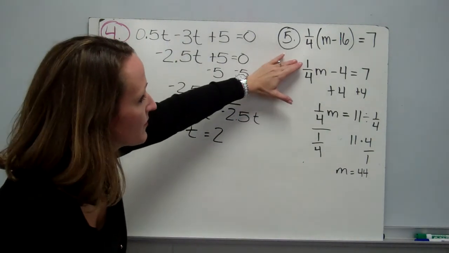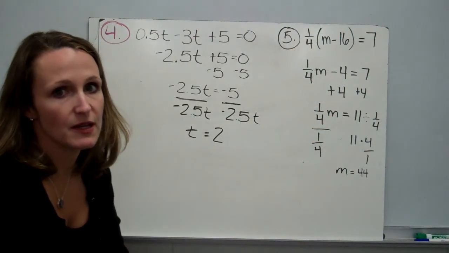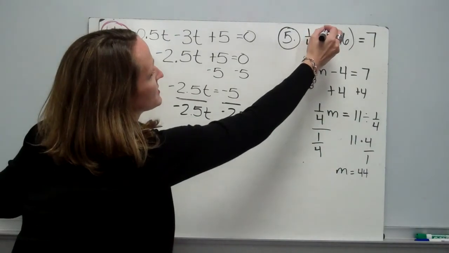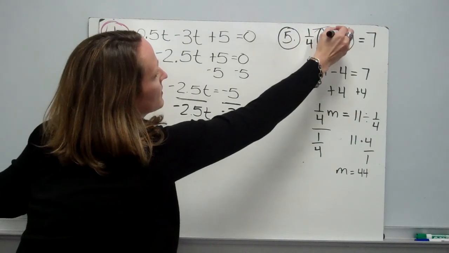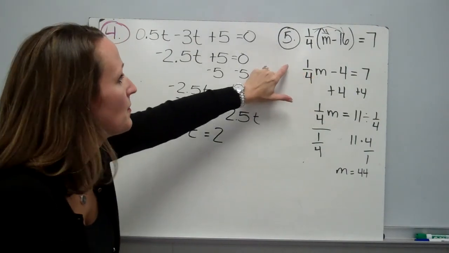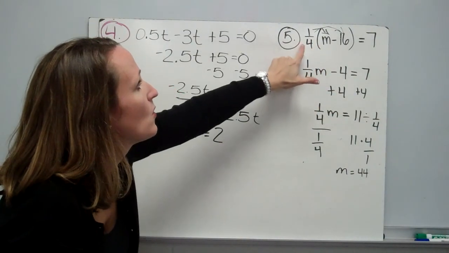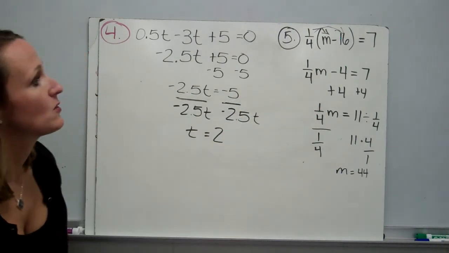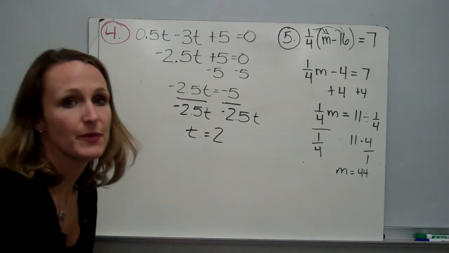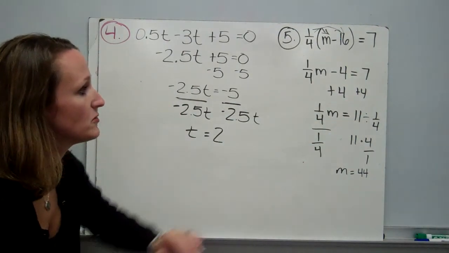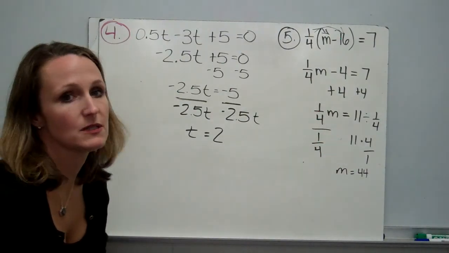Here's another one with a fraction, but this time I'm going to leave it in. Distribute your fraction to both terms in here, and you're going to get 1/4 m minus 4, because 1/4 times 16 is going to give you 4, and it's still going to equal 7. So now we just have a basic two-step equation. Add 4 to both sides, and you get 1/4 m equals 11.